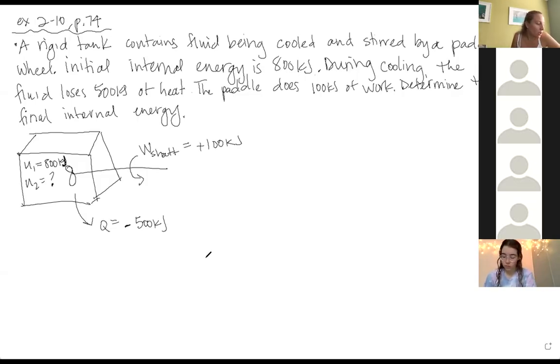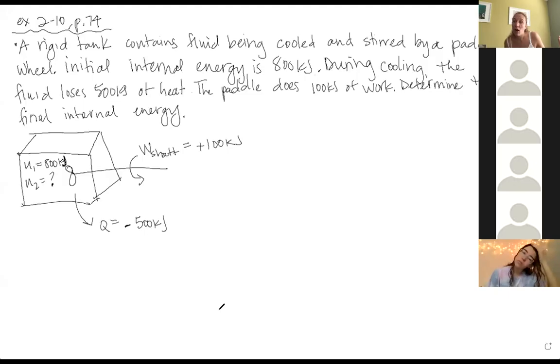So I think we have everything we know about this system. Is there anything that maybe I forgot to include? All right, based on logic, do you think the final internal energy will be higher or lower than the starting internal energy? Lower. Yeah, Kaya. Anybody else agree? Layla? Okay. Right, Jordan. Yeah, so it should be lower, right?